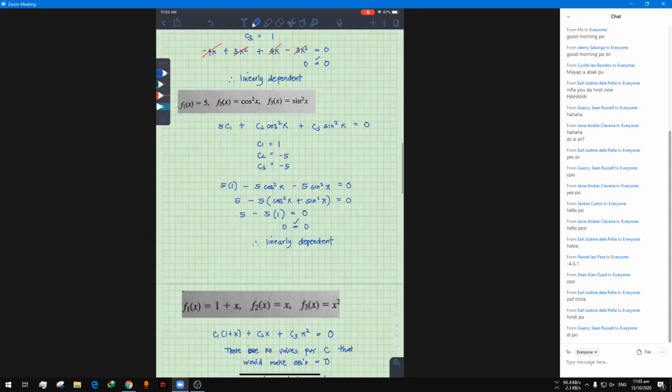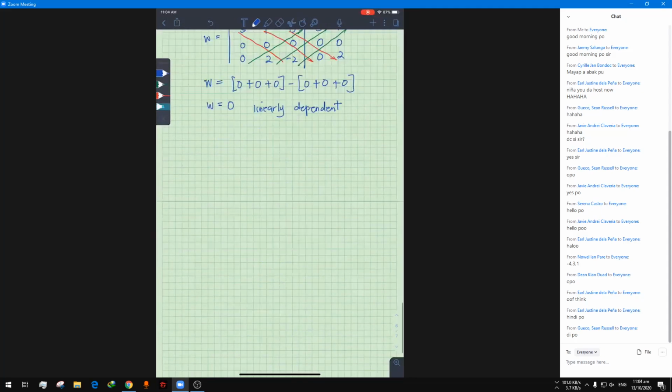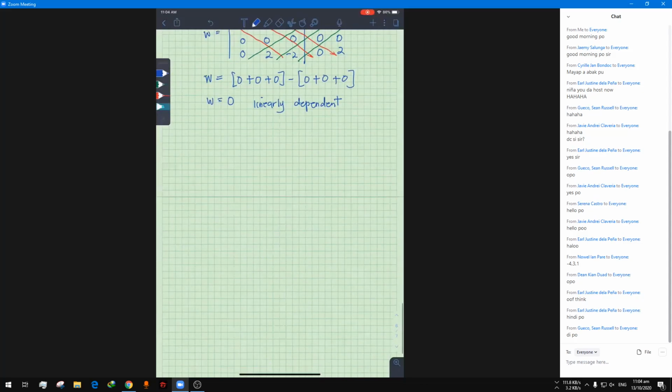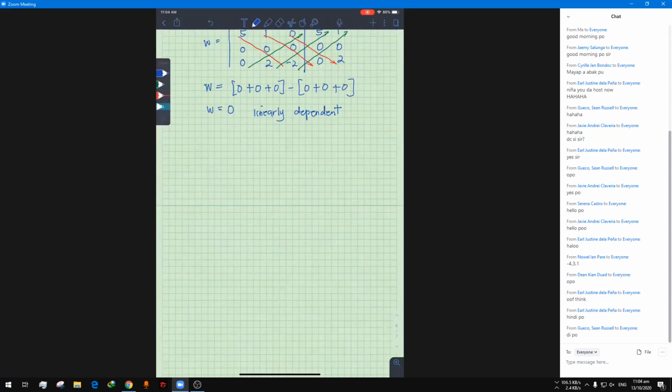Question so far? So tapos na tayo dun sa introduction. So the introduction, the first one is yung superposition theorem. Sabi natin, ang isang solution, pag minultiply mo siya ng constant, solution pa rin siya. So meron kang dalawang solution, pag pinag-add mo sila, solution pa rin siya. Okay, so that is one of the characteristics on the solution of the differential equation.